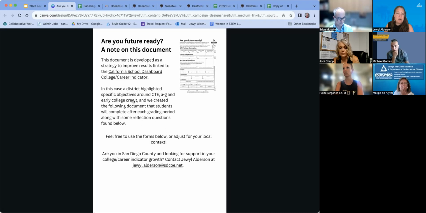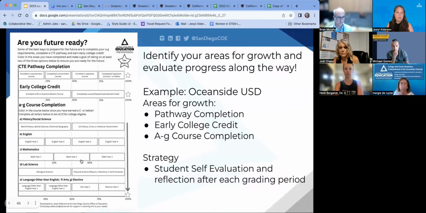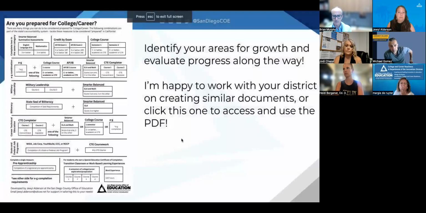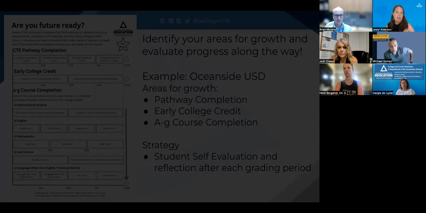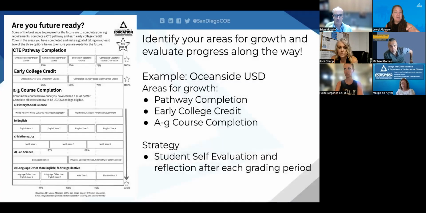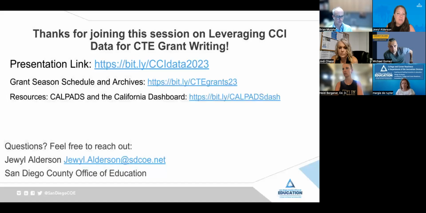So these are a way for you to create your own version of this if you would like, for implementation if you're trying to tackle some of these CCI challenges for all students. So this is kind of like that bigger one. We could pull from this if you have other challenges that you want to address. I'm happy to work with anybody on creating, whether you just like the one that I worked on with Oceanside, we could just do that, or if you want to create one that works for yourself.